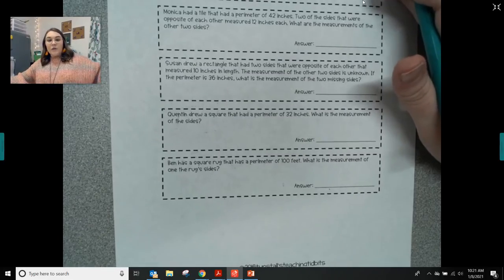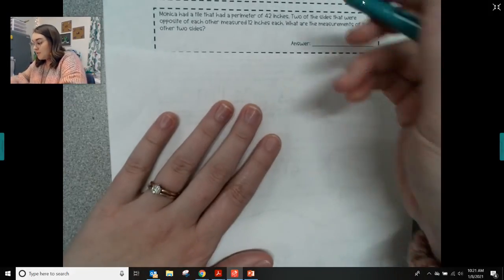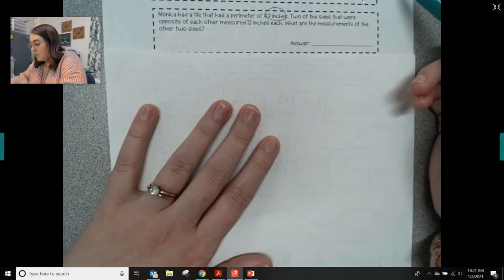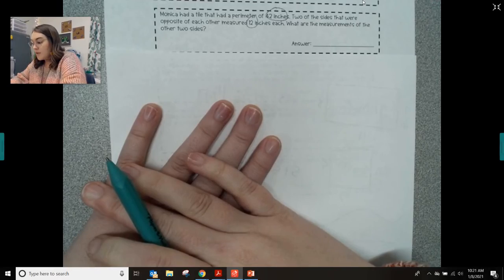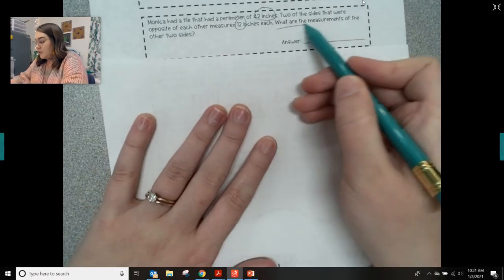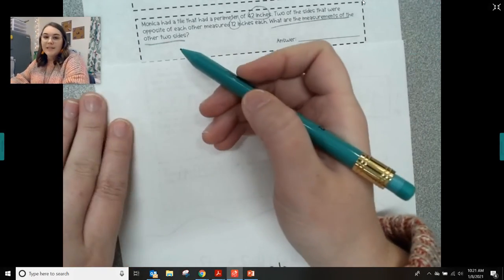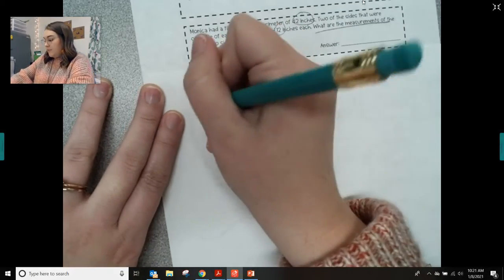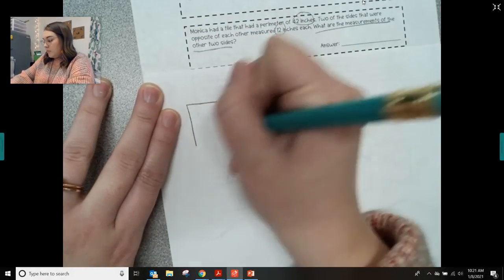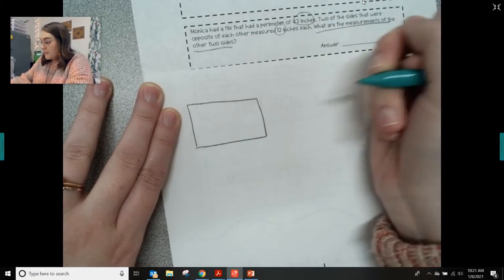Monica had a tile that had a perimeter of 42 inches. Two of the sides that were opposite of each other measured 12 inches each. What are the measurements of the other two sides? So just like the first one, but with different variables. So let's draw a rectangle.